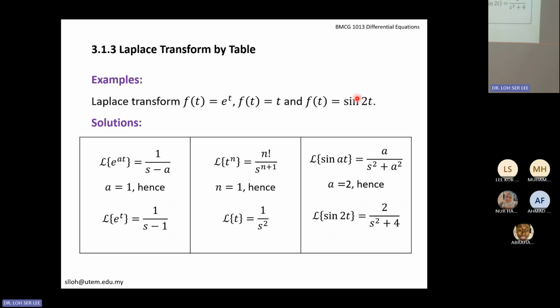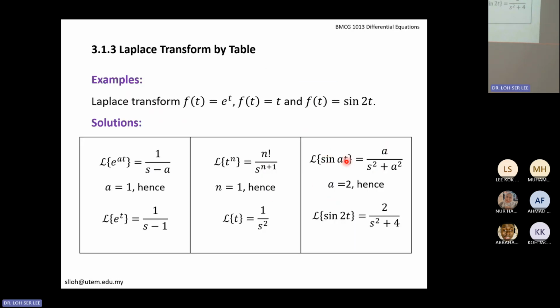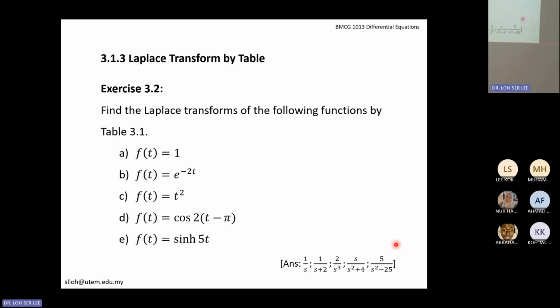The third one, when your function is sin 2t, from the list of formulas you have to use this formula. You identify the value of a. So for sin 2t, a is 2. When a is 2, you substitute the 2 here, so you have 2 over s squared plus 4. This is the answer, the most basic one. Now we try this exercise.